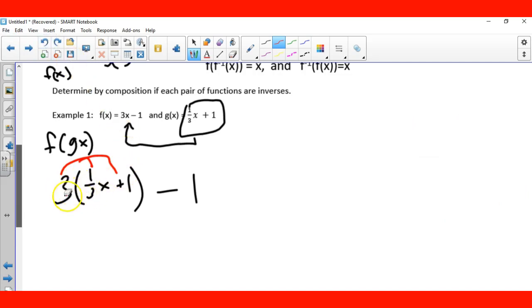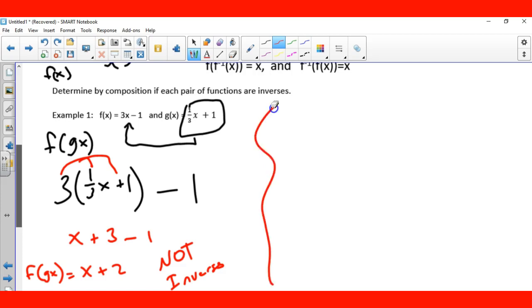Back here, 3 times 1/3, we just did it. It was 1x. And then 3 times 1 is 3, and I still have this minus 1 right here. So now I have x plus 3 minus 1. Well, 3 minus 1 is 2, so I have x plus 2. Now I simplify this, and I got x plus 2. I did not get x. So this means they're not inverses.